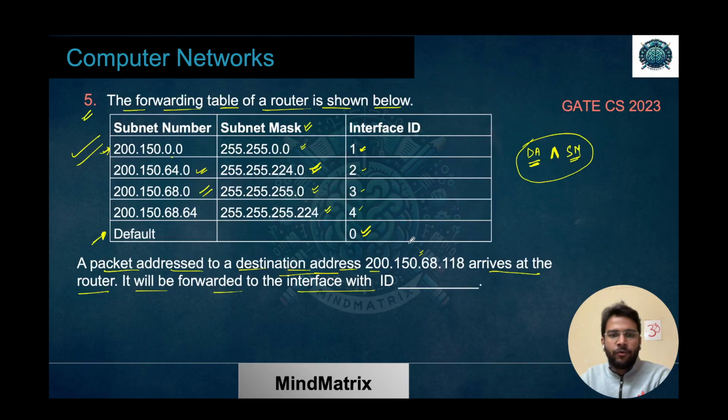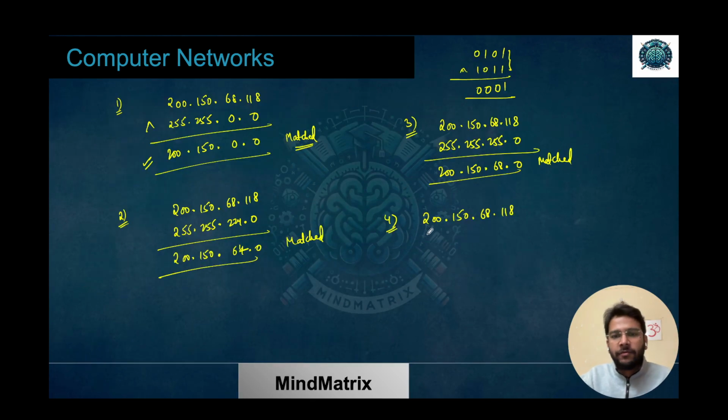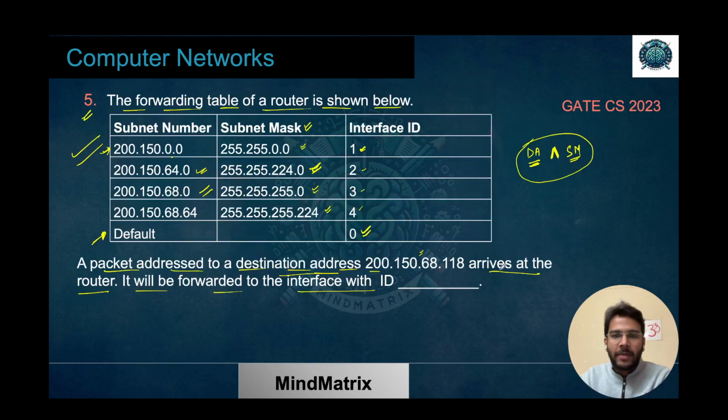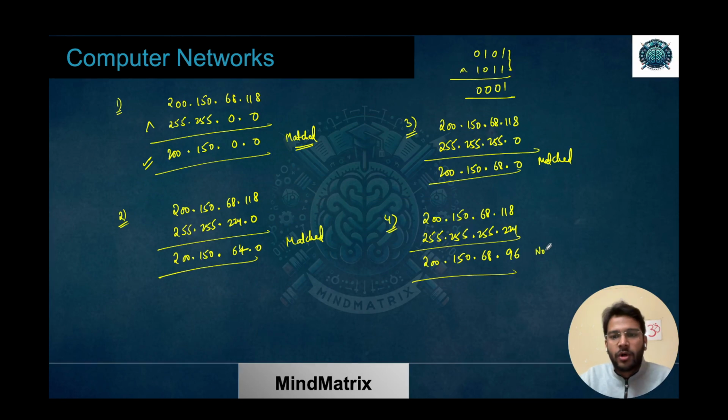68.118. The fourth subnet mask is 3 times 255 and here you have 224. So if you do this, what do you get? This is exactly 200.150.68, and for this one you will be getting 96. If you perform bitwise AND between 118 and 224 in binary and convert that back to decimal, you will get 96. Is it matching? No, it is not matching. Here it is 64, but we are getting 96, so not matched.